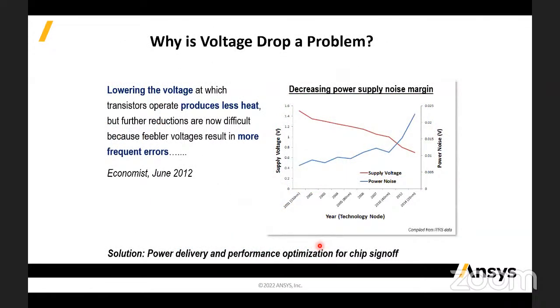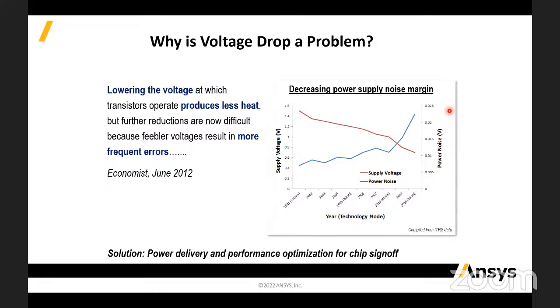So why is this voltage drop a problem? This is because the power supply noise margin is decreasing significantly, as you can see from the red and the blue curves. The red curve shows the supply trend over the years. Our supply voltage has decreased from the order of, let's say, 1.5 volts or 2 volts, dramatically down to as low as 0.6 volts or 0.5 volts. On the other hand, the blue curve, which shows the power noise impact, has significantly increased due to increased power density and increased complexity of the layout parasitics.